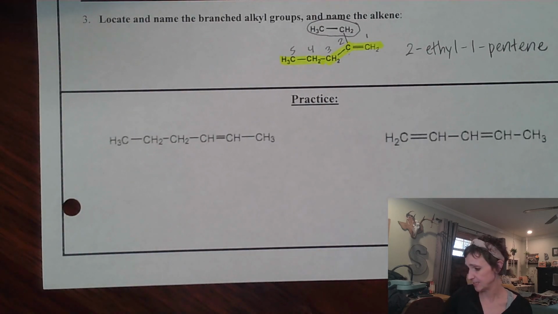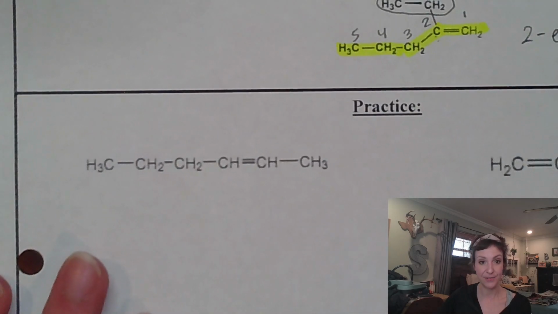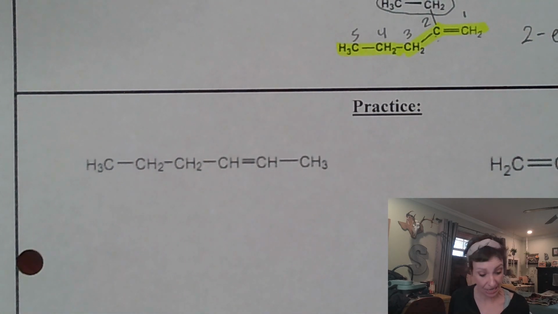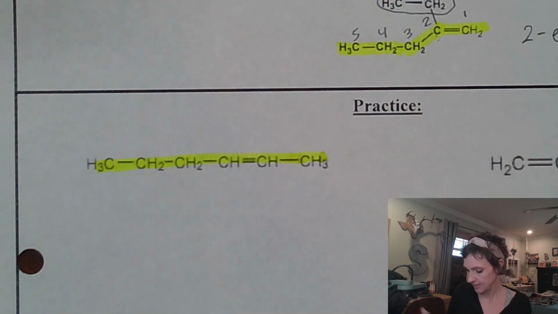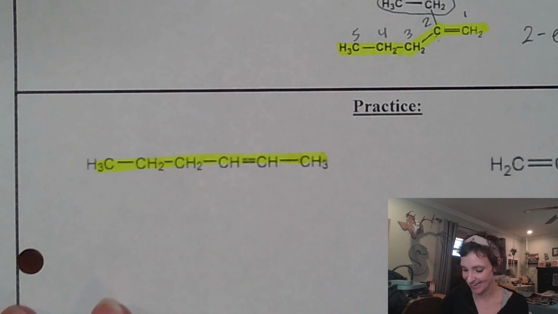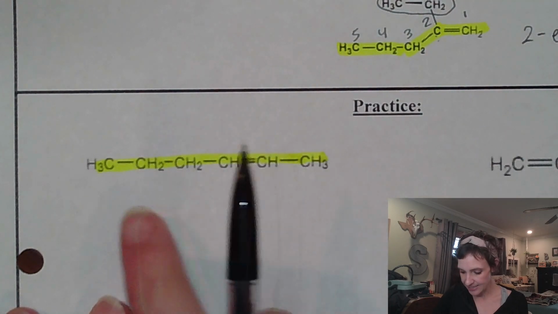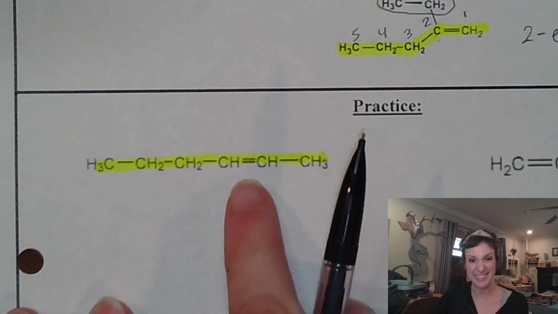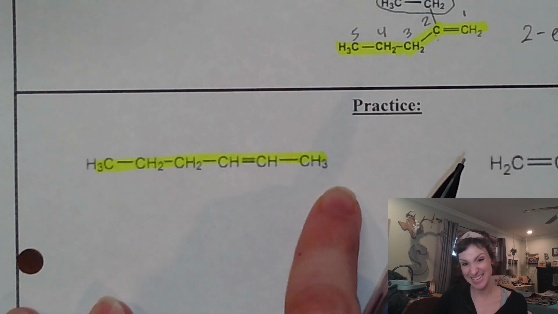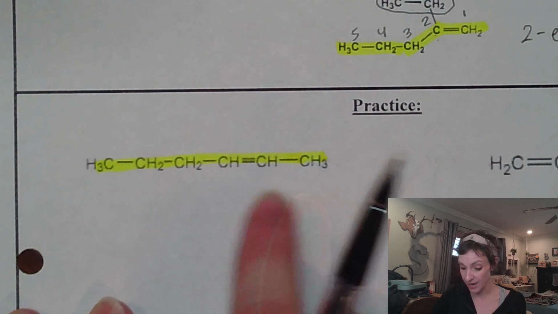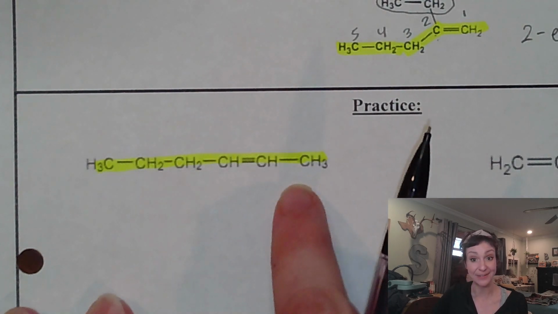All right, some practice. For this first example, it does not look like I have any branches, so I basically only have one option for a parent chain. I'm still going to highlight it anyway because this is my emotional support highlighter when it comes to organic chemistry. Now I see I've got a double bond there. I've got to start my carbon number 1 at the end that's closest to the double bond, which is going to be this carbon.